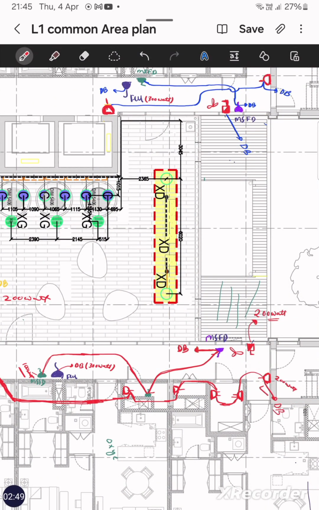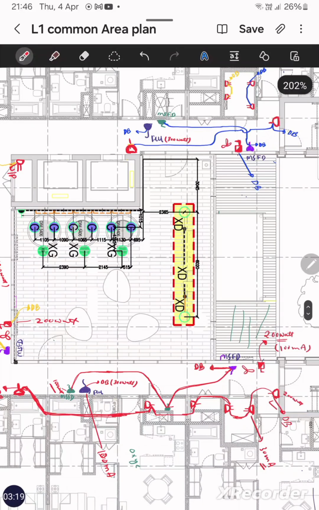But here I want to highlight one more thing. As I discussed in the flat video also, the FCU is controlled by a 100 milliampere ELCB and the fans are also controlled by a 100 milliampere ELCB. MSFD is a power load, and the general socket is also a power load. So these are all controlled by 30 milliampere. I hope now you are very clear what is the load of each power load and what is the ELCB rating for each power load. Now we can give the circuit formation by considering this ELCB sensitivity rating.